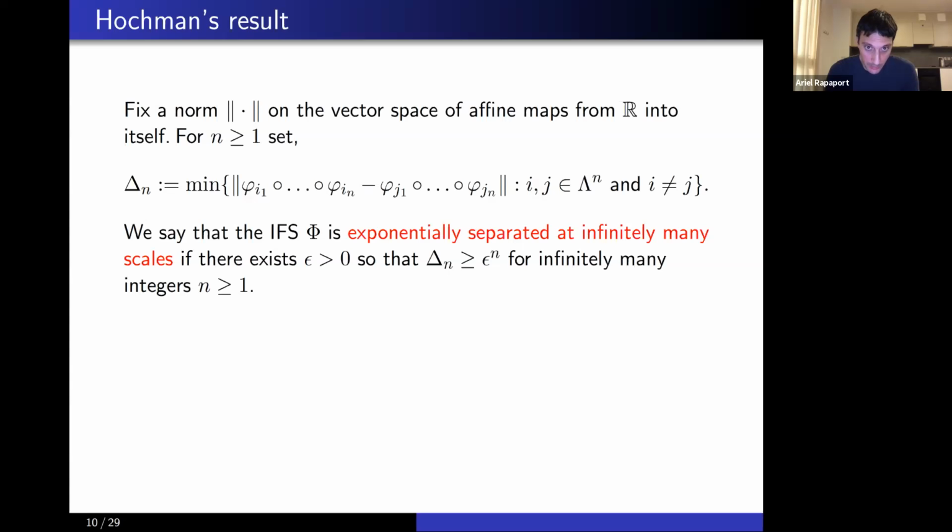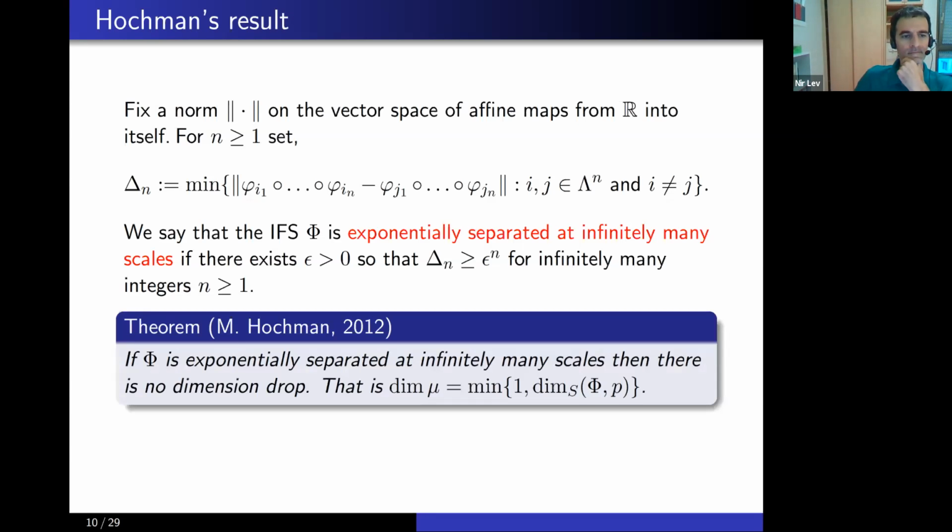And I define the following condition. We say that the IFS phi is exponentially separated at infinitely many scales if there exists some positive epsilon so that delta n is at least epsilon to the power n for infinitely many integers n. The sequence delta n is not necessarily monotonically decreasing? Yes, it always is monotonically decreasing. You can take n-words and obtain close n-words, and then obtain words of length n plus 1 by adding the same letter. I see.